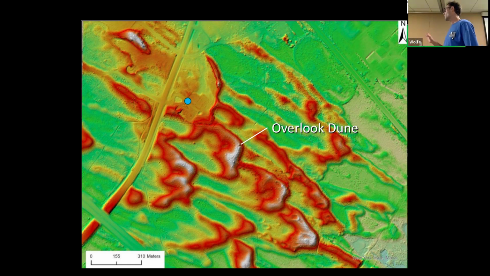But that's very rare. We don't see that. More like the Overlook Dune. What we see are well-formed dunes that seem to not have any indication of having been disturbed over time.